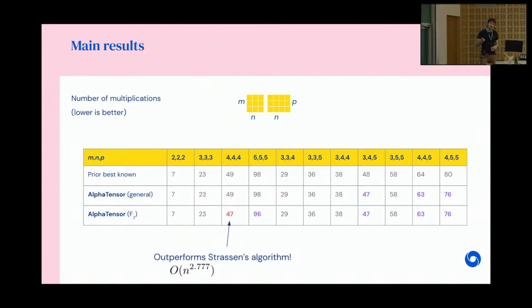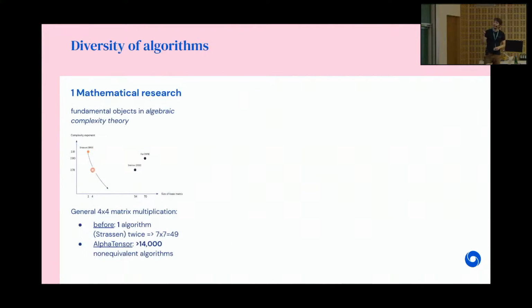And in particular, this result of being able to multiply 4 by 4 matrices in arithmetic modulo 2 using 47 multiplications instead of 49 was particularly exciting because this was the first time that Strassen's algorithm has been improved on for 4 by 4 matrix multiplication since the algorithm was invented more than 50 years ago. But when using reinforcement learning or machine learning techniques to discover new algorithms, yeah, question?